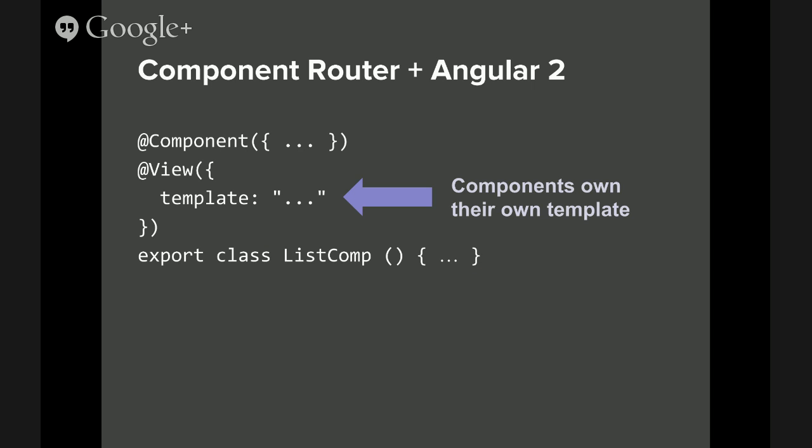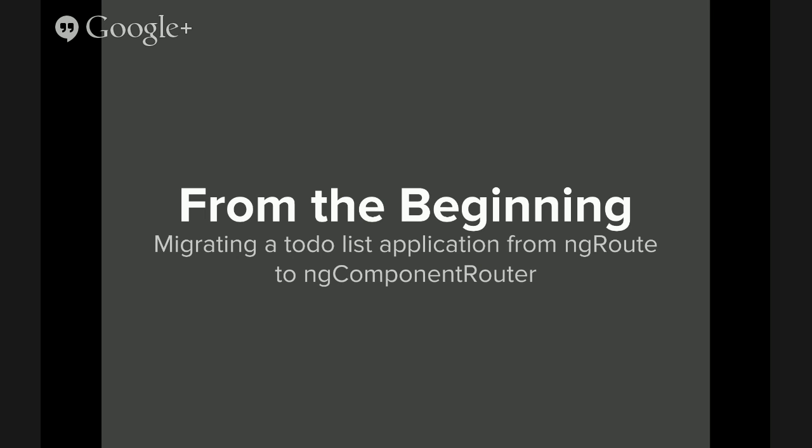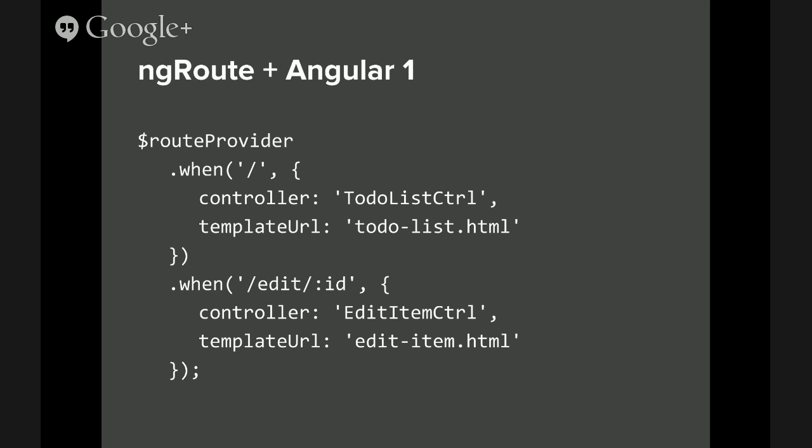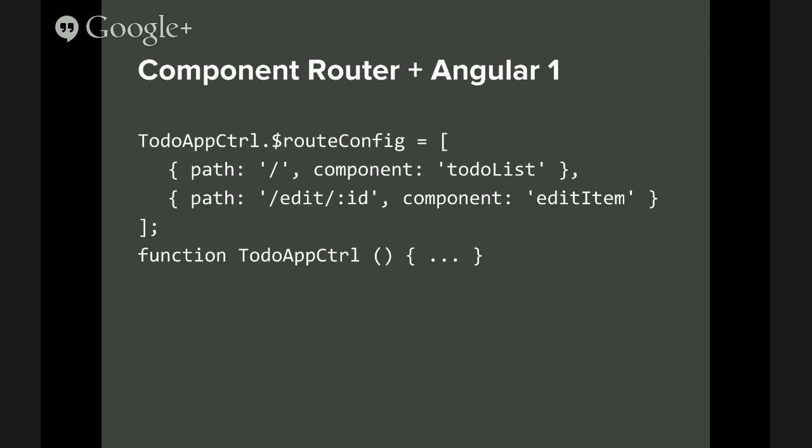So semantically, we have to do some work in Angular 1 in order to kind of unify these two concepts to use the component router. But I'll show a little bit more about that in a second. So let's start from the beginning with a to-do list application using ng-route, and we're going to migrate it to component router. All of these examples are Angular 1. So here we have to-do list controller and to-do list HTML, and we have edit item controller and edit item.html. The first thing that we want to do is have a top-level controller that has these annotations on it. So we put these annotations on there.